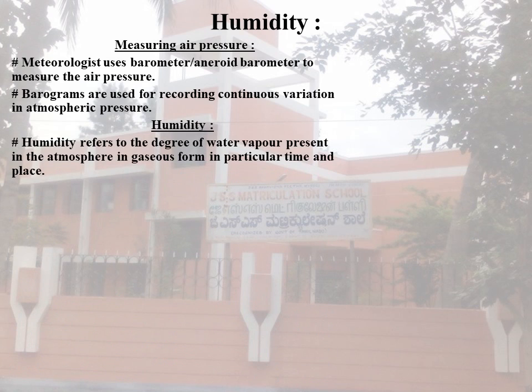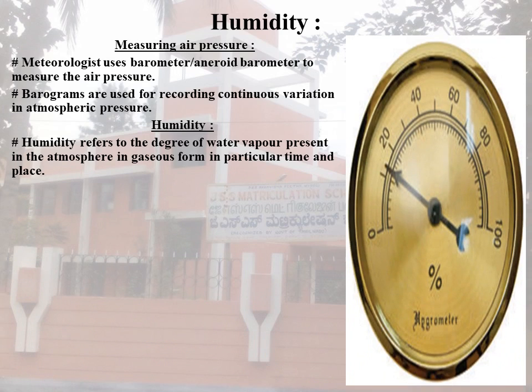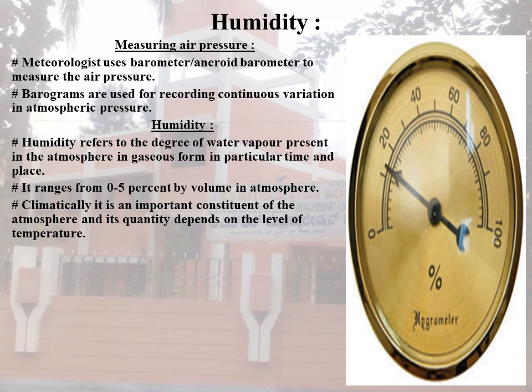Humidity refers to the degree of water vapor present in the atmosphere in gaseous form at a particular time and place. It ranges from 0 to 5% by volume in the atmosphere. Climatically, it is an important constituent of the atmosphere and its quantity depends on the level of temperature. So the level of humidity decreases from the equator towards the poles. Humidity is expressed in different ways.